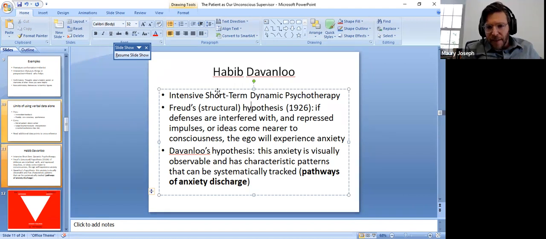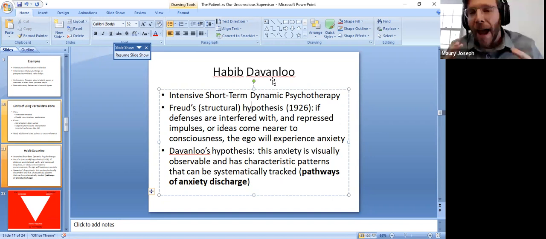Okay. One could argue that Davanloo built on Freud's structural hypothesis from Inhibitions, Symptoms and Anxiety, and found a way to make it more clinically usable. So Freud's structural hypothesis, or a corollary of it, is that if the ego's defenses are interfered with, or if repressed impulses and ideas come nearer to consciousness, the ego will experience anxiety. But I've studied this book carefully to try and find if he says anywhere how and whether that anxiety will be clinically observable in the clinic.